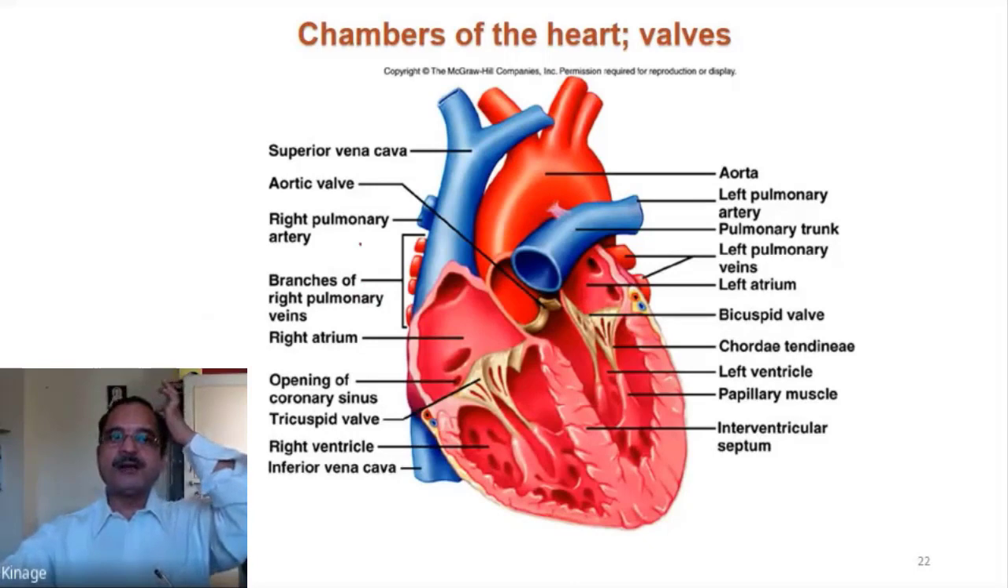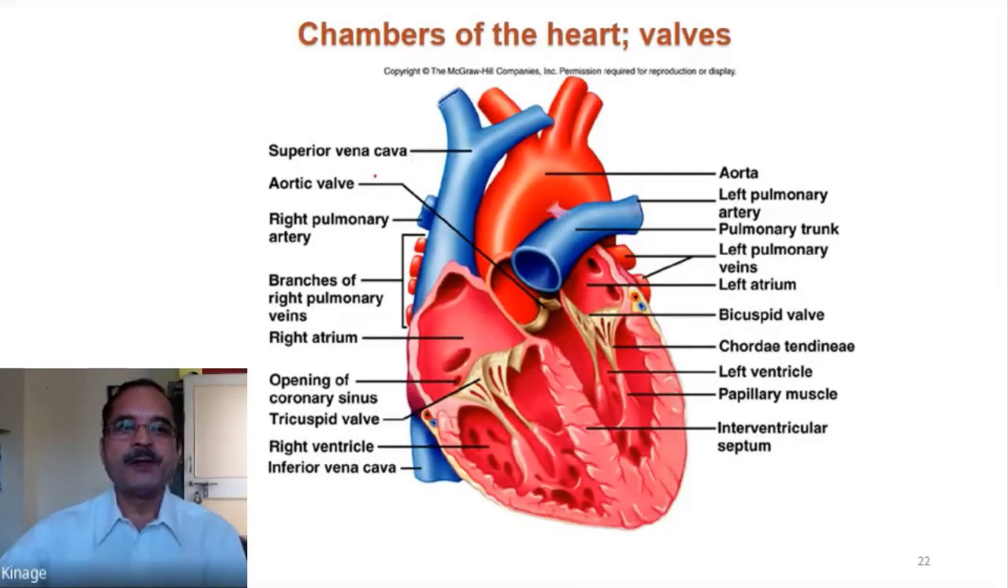Now here, this shows the different veins and arteries. Superior vena cava, which carries the deoxygenated blood. Aortic wall here, right pulmonary artery, right atrium, all these things we already discussed. Tricuspid wall here, there are four walls: tricuspid wall, bicuspid wall, left ventricle, interventricular septum. This part, the interventricular septum, is actually a partition between the left and right ventricles. So this is the diagram which shows the chambers of the heart and various walls.